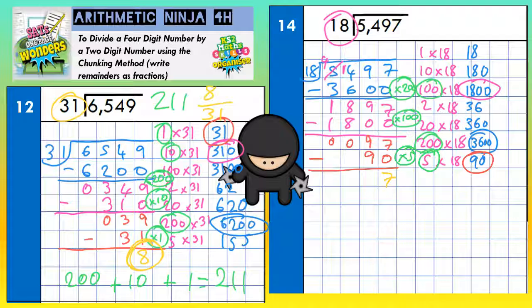So it's time to add up our chunks. We've got a chunk of 200, plus a chunk of 100, plus a chunk of 5. Well, 200 and 105 is going to be 305. So our answer is 305, but there is a remainder. This 7 is a remainder of 7. And because we're dividing by 18, our remainder is divided by 18 as well, which leaves a final answer of 305 and 7/18. Now we've had a go at a few questions ourselves, it's time for you to have a go.